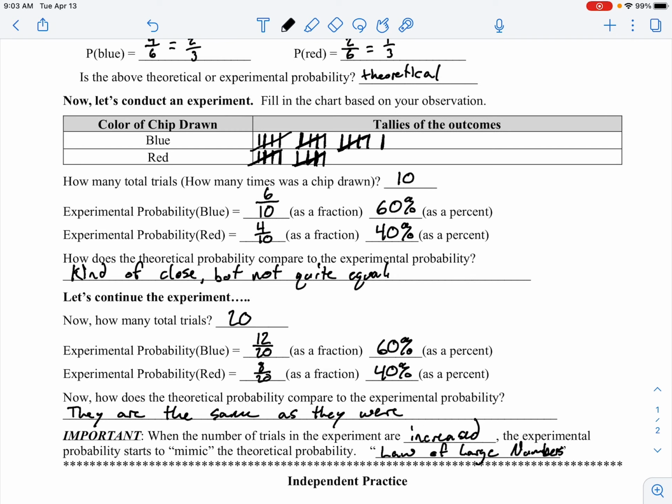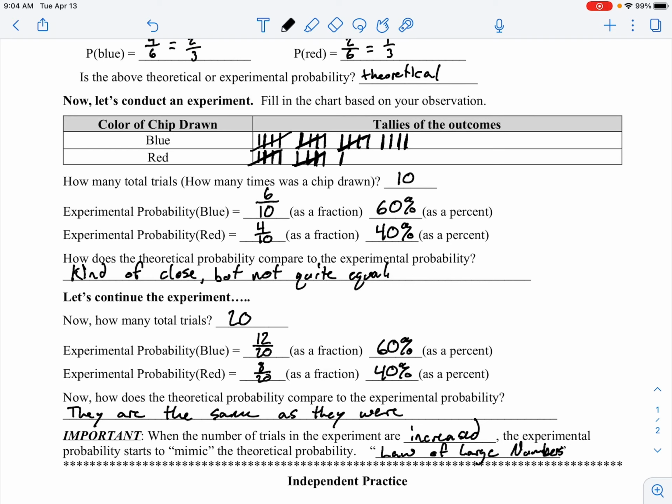I got a red. I got a red. I got a blue. So it looks like I need to do 5, 10, 15, 20, 25, 2 more draws. I got a blue. And finally, a blue.